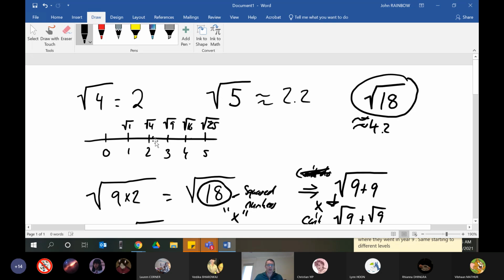It's approximately equal to 2.2 because it sits between the square root of 4 and the square root of 9. So you can think of your squared numbers, and the square root of those would be there. So the square root of 18 is approximately 4.2 because it sits between the square root of 16 and 25, and it's closer to 16.